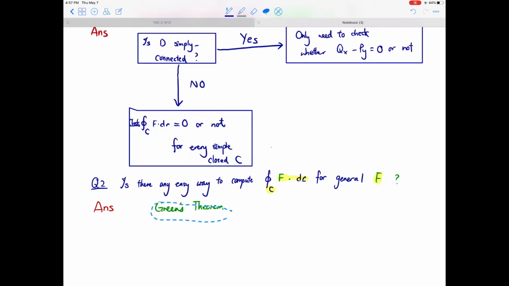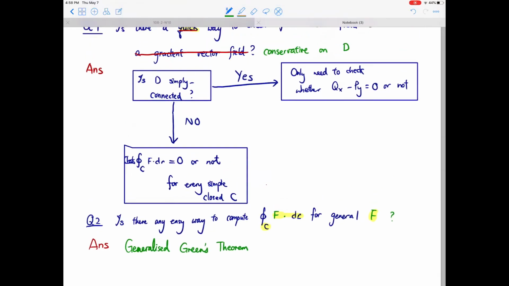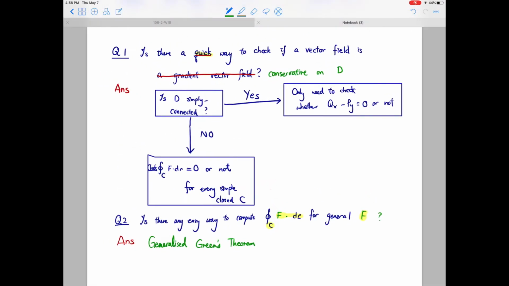The answer is, okay, previously I said Green's theorem. Now we have an even better answer, that is the generalized Green's theorem. Okay? So this really summarizes what we have done this week.